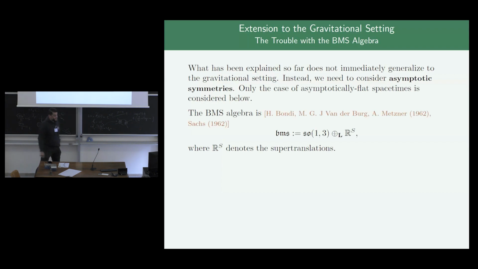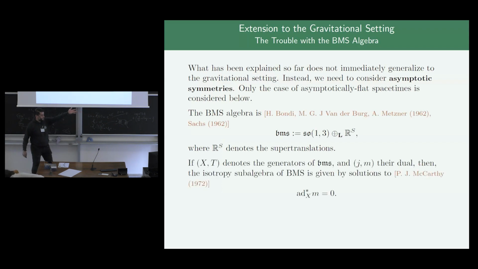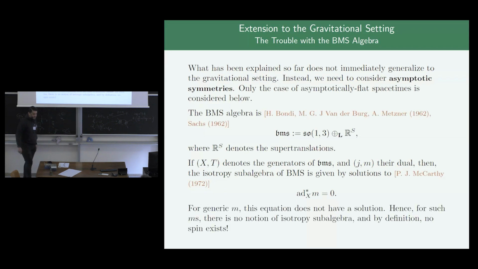In the case that I'm considering, only asymptotically flat spacetimes below, the first example is the BMS. So if these are the generators of the BMS and the J's are the duals, then it's known that the isotropy subalgebras of BMS are the solutions of this, as I defined. But for generic M, this does not have a solution. This is also not our paper; it's a very well-known result from the past, from McCarthy. For generic M, there is no solution for this equation.